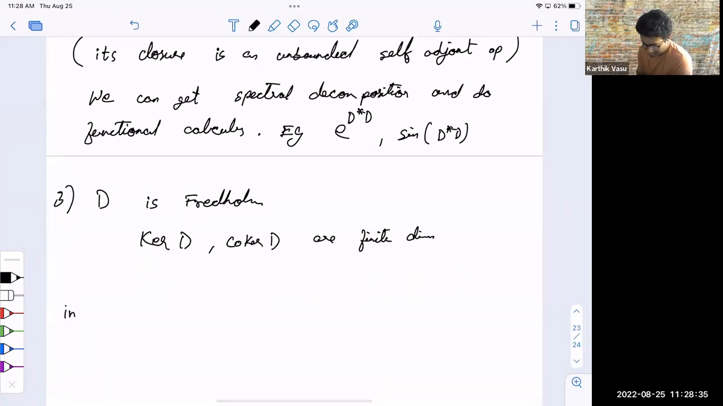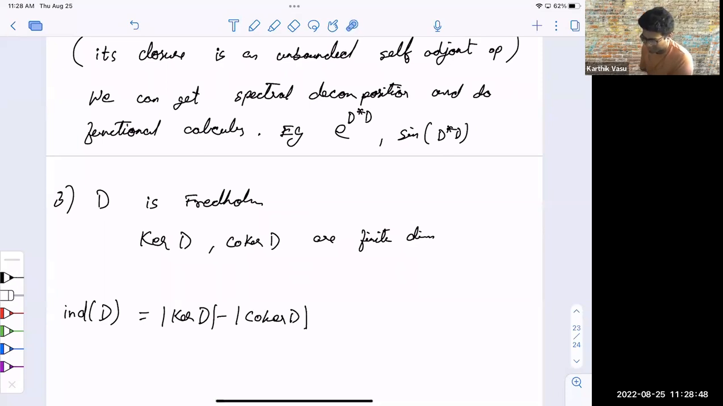Because of that, I can define something called the index of my operator, which will be the dimension of the kernel minus the dimension of the cokernel. So this will be an integer. So given any elliptic operator D, I can define a number to it. Okay, any questions till now? This is almost the last thing I need.